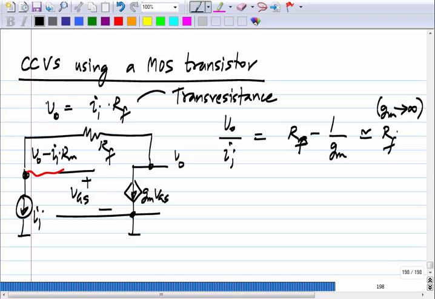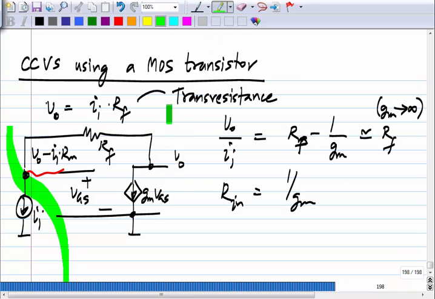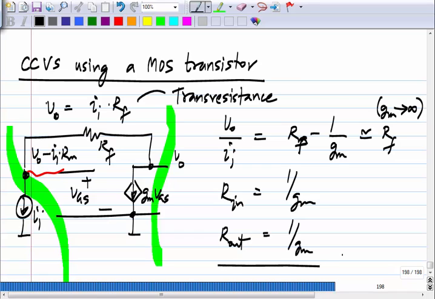And an ideal current controlled voltage source must have 0 input resistance and 0 output resistance. What did we find in our case? The input resistance that is seen by this current source, how much is that? 1 by Gm. And the output resistance between these two terminals, how much is that? Also 1 by Gm. Okay. So, as usual, you do not get 0 values, but you get something quite small because Gm is supposed to be large to begin with. Is this fine?